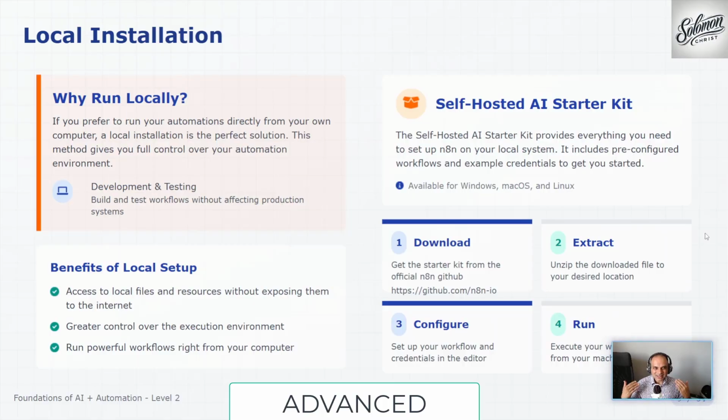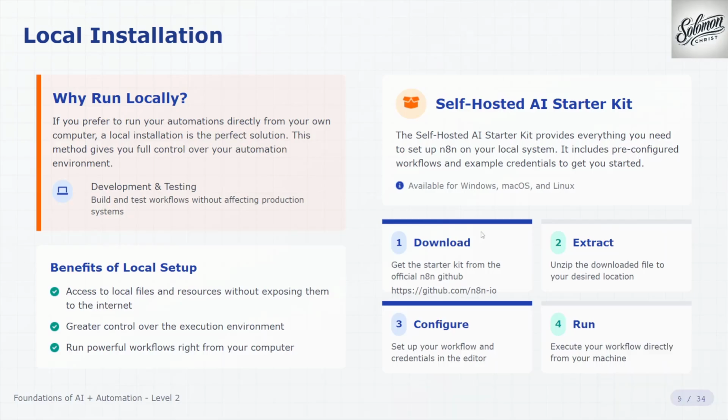All right. So that now brings us to the local installation. So the local installation will allow you to actually set up n8n locally on your own computer. So there's a lot of benefits to actually having a local system. First is access to your own local files. All right, so you don't have to worry about exposing them to some online service or it going through the internet. You can actually have it done locally. It gives you greater control over the execution environment, and you can run a lot of powerful workflows right from your own system.